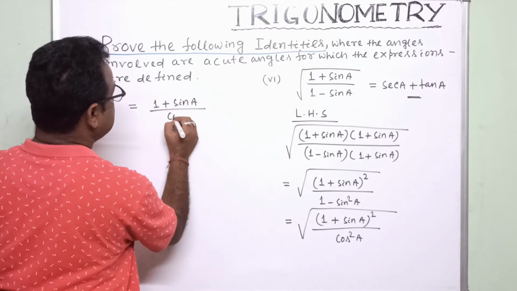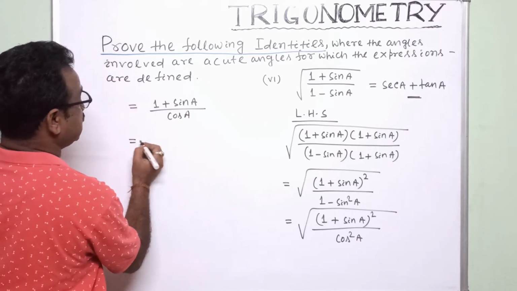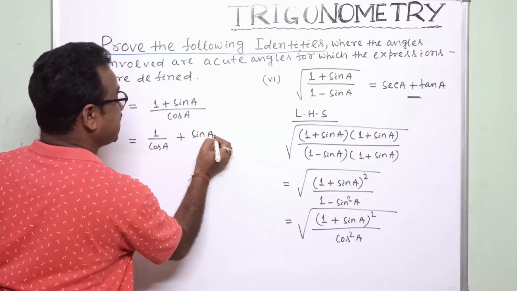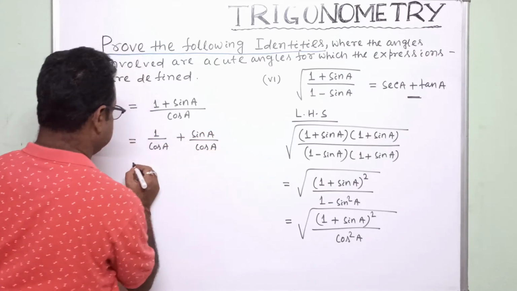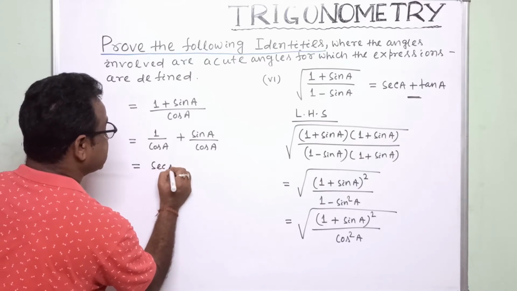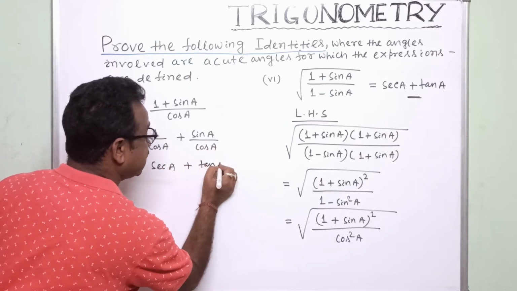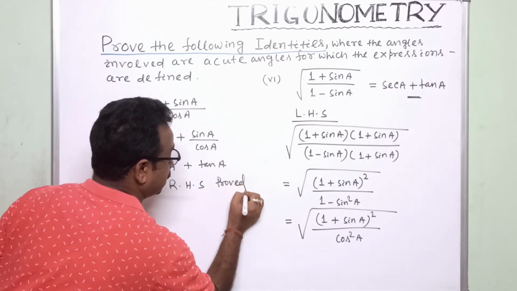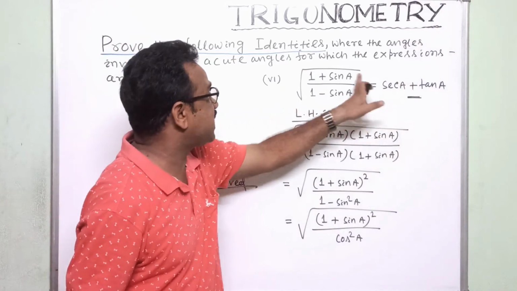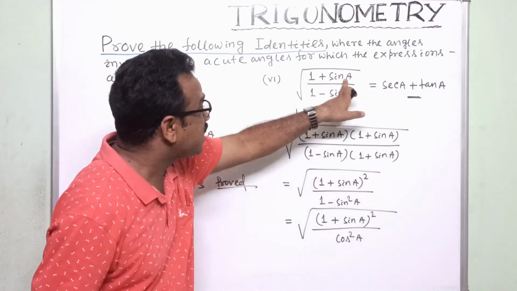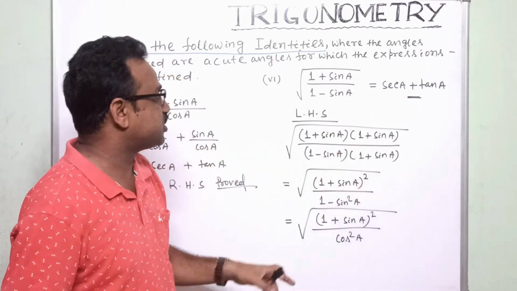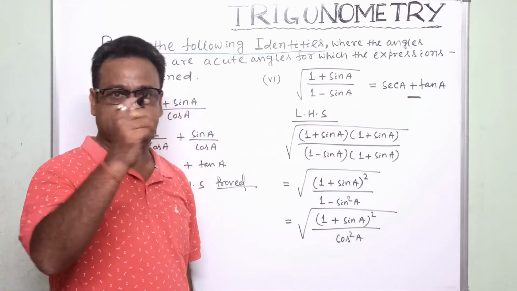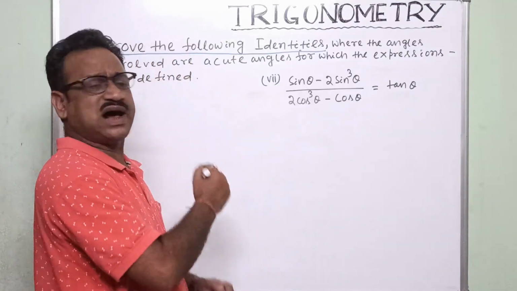That is equal to 1 by cos A plus sin A by cos A. That is equal to 1 by cos A, sec A, plus sin A by cos A, tan A. So RHS proved. So if plus is there, we have to multiply plus having terms both in numerator and denominator. If minus is there, we have to multiply minus having terms in both numerator as well as denominator. Now move on to the next bit.